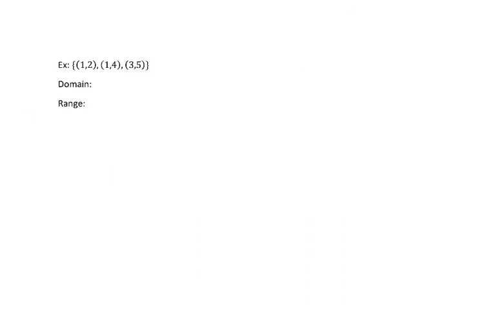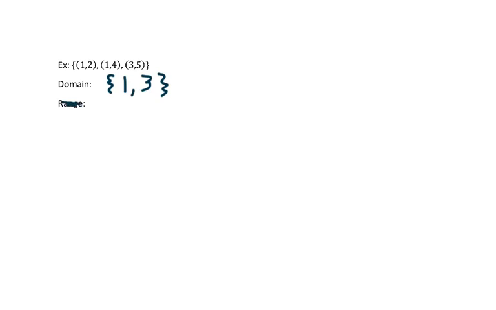Moving on, here we have another one. So right now we have a relation definitely. Let's write out what the domain is. So again, the domain is all the first components. So we have 1. You don't want to list an element more than once in a set. So 1 is listed just once. And we have 3. So that's what the domain would be.